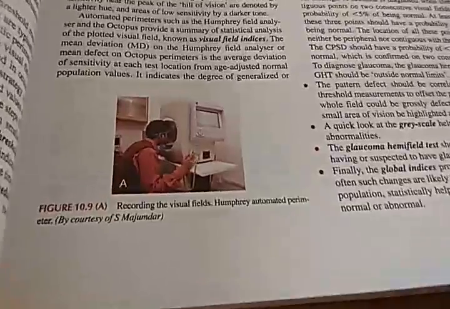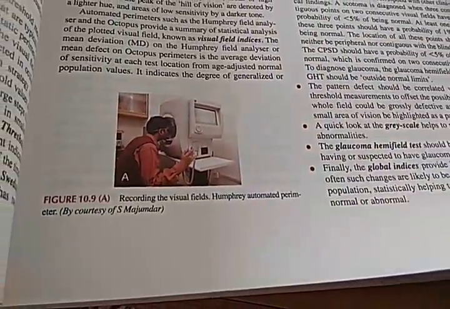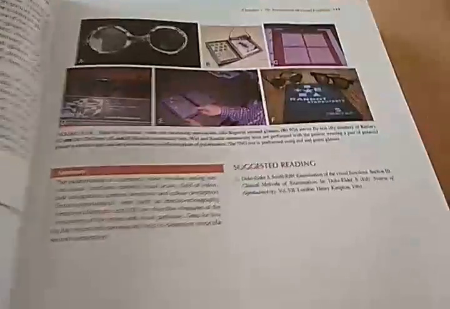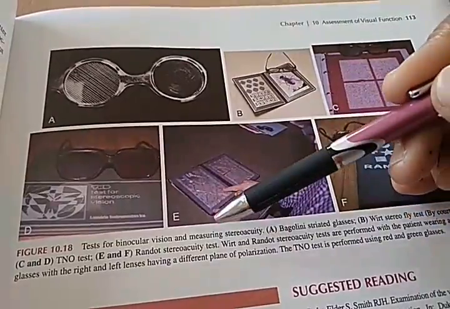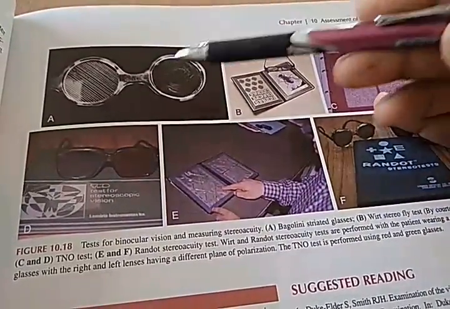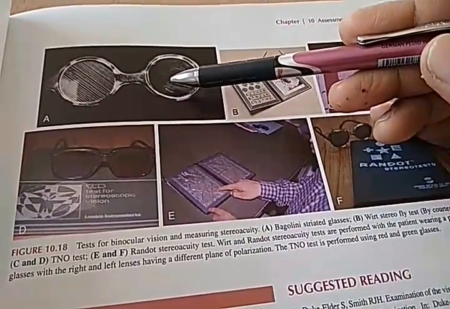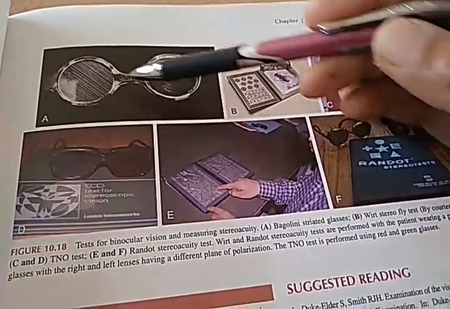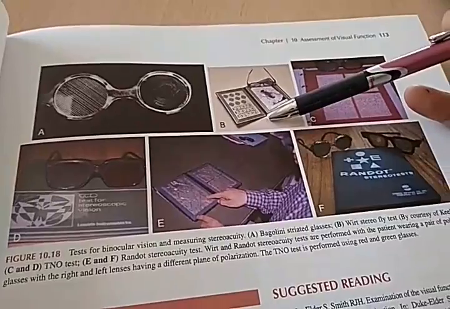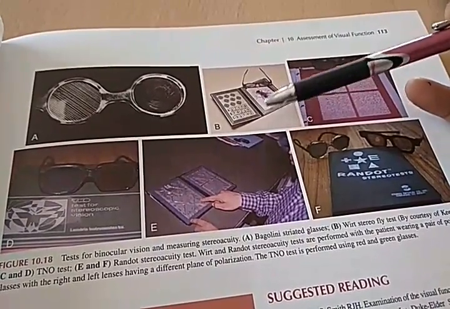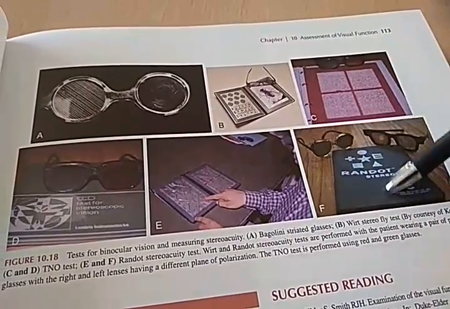Okay. This is the Humphrey automated perimeter. Look at this. What is this? Test for binocular vision and measuring stereo acuity. What is this? A Bagolini striated glass. Striation, I can see. Okay. Bagolini. What is this? Stereo fly test. Oh God, these are very hi-fi.